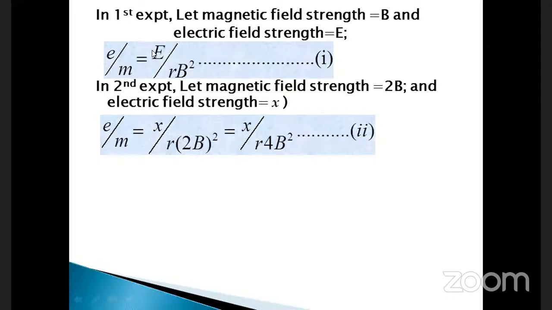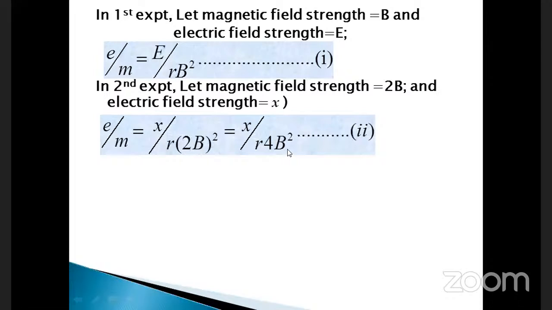Remember, this one is typical of any experiment that has to do with cathode ray tube. It will always be the electric field strength over the radius, whatever the radius is, multiplied by the magnetic field strength squared. In this second experiment, the electric field strength is X, the magnetic field strength is 2B. So wherever you find E, you put X. Wherever you find B, you put 2B. So we have X over R 4B squared.